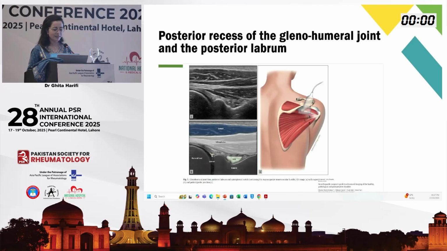The posterior scan will check the posterior recess of the glenohumeral joint, and check the posterior labrum. So this is the position. You go posteriorly, you see the glenohumeral joint in here, and you follow it up. If you go a little bit distally, you can see the spinoglenoid notch as well, and this is where you see if there is any effusion, any synovitis, any changes of capsulitis, for example.